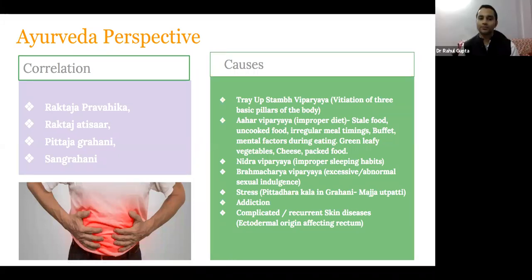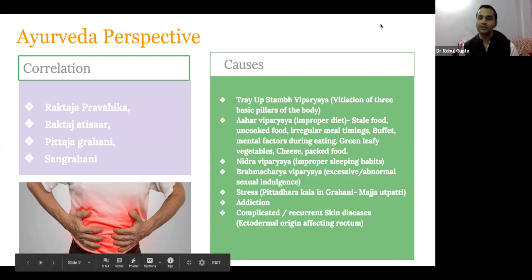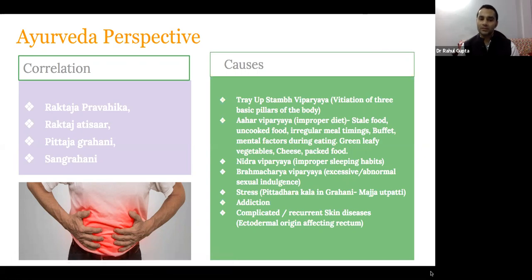Actually, ulcerative colitis can be correlated to a group of disorders that is mentioned in different areas in Ayurveda. Generally, it can be correlated with Raktaj Pravahika, Raktaj Atisar, Pittaj Grahini, and Sangrahini. All the diseases that I have mentioned here in Ayurvedic terms are the diseases of the large intestine.